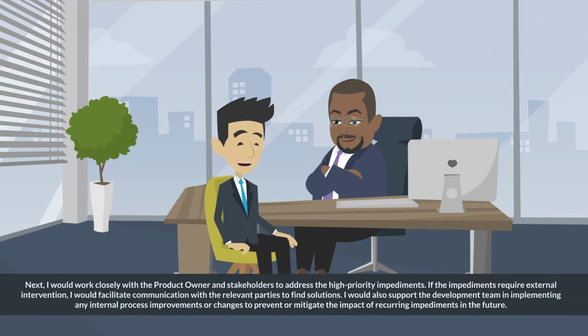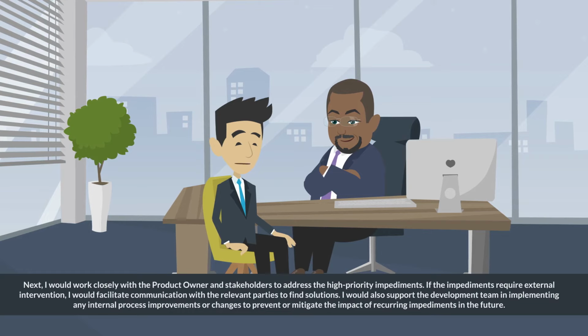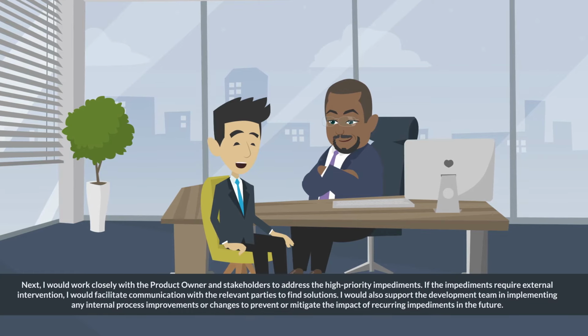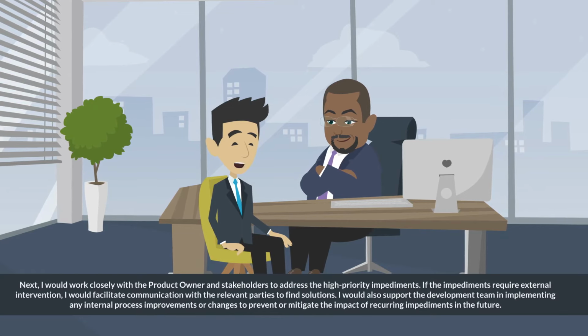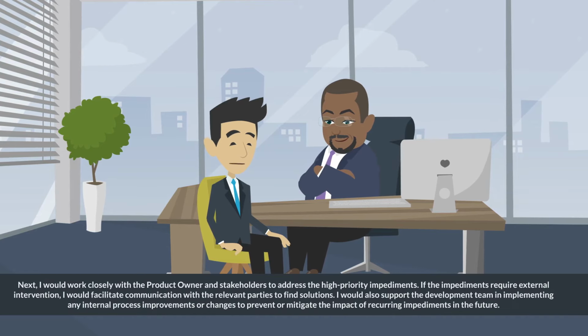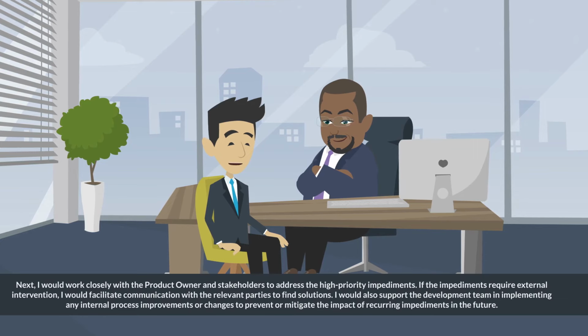Next, I would work closely with the product owner and stakeholders to address the high-priority impediments. If the impediments require external intervention, I would facilitate communication with the relevant parties to find solutions. I would also support the development team in implementing any internal process improvements or changes to prevent or mitigate the impact of recurring impediments in the future.